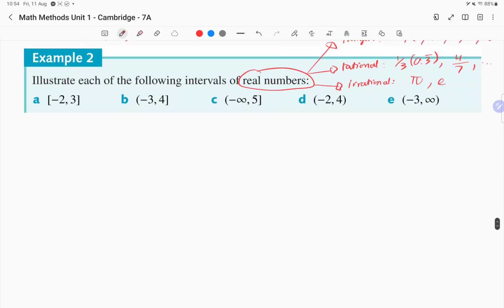Okay, so how do we illustrate each of these following intervals of real numbers? So let's have a look at question A here. Let's analyze the question here. All right, so there's a number on the left and there's a number on the right. The number on the left represents the lower limit, and the number on the right is the upper limit of our interval, right?